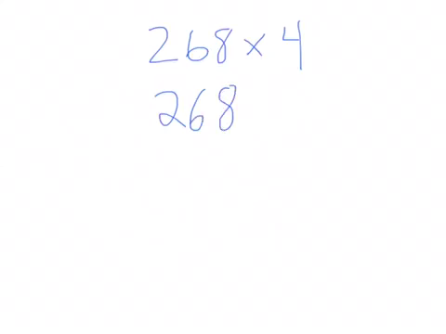Now I'm going to do another problem. And this time, I'm going to write the problem, but I'm going to make my friend Ben solve it. 268 times 4. What's your first step, Ben? You make it into a vertical problem. Okay. Why did you do that, Ben?